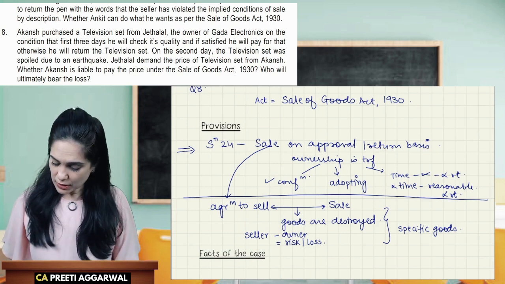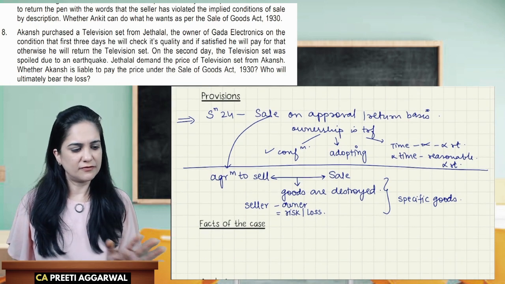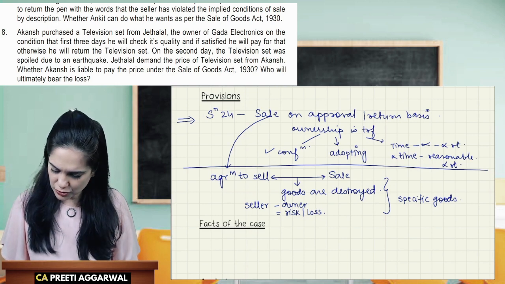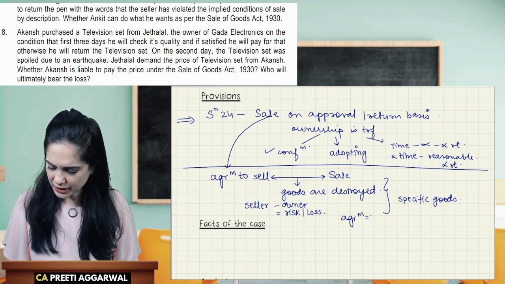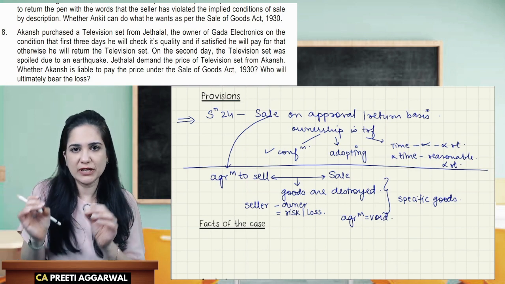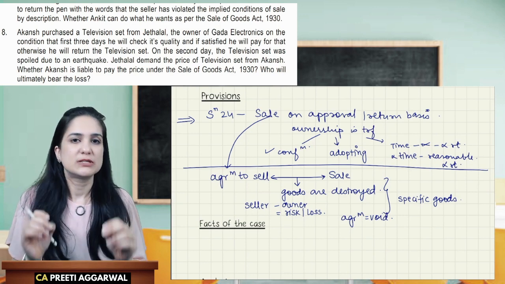Okay. So here the goods are specific. The goods are destroyed. We don't want any other goods. Seller is the owner. Seller will bear the loss. You can also say that the agreement is void. In case of uncertain goods, the agreement remains valid. Provisions are different. That is why we need to specifically mention that these provisions apply in case of specific goods.